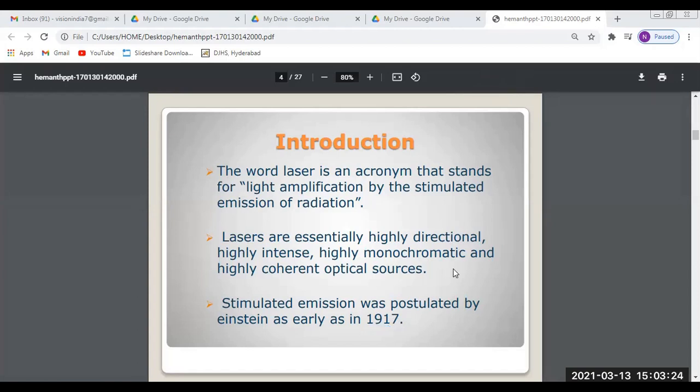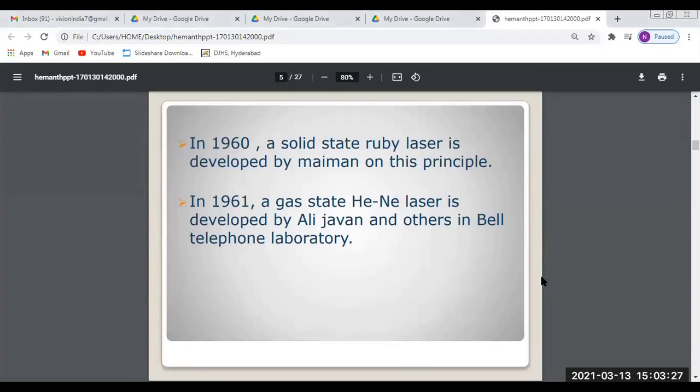As we move on to the next important slide, it deals with the different types of laser and their discoveries. In the year 1960, the solid state laser, that is the ruby laser, was developed by the scientist called Maiman on the principle of stimulated emission. This is the scientist who discovered the solid state ruby laser, the first laser. In the year 1961, the gas laser, that is the helium neon laser, was developed by Ali Javan and a few others in Bell Telephone Laboratory.